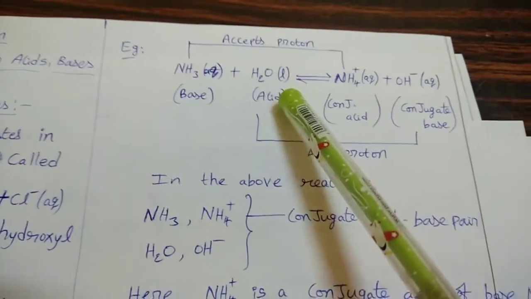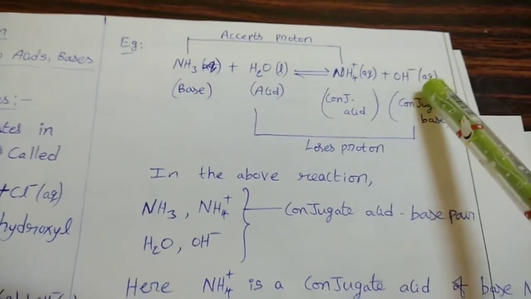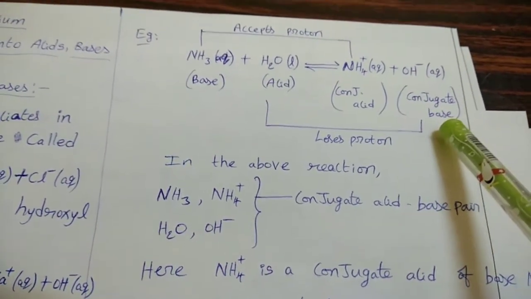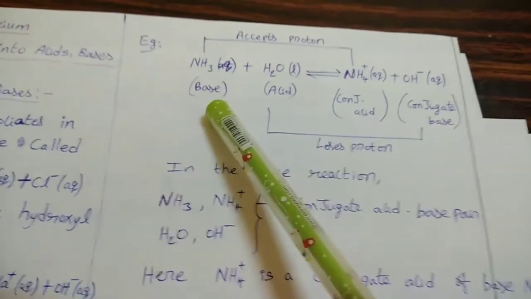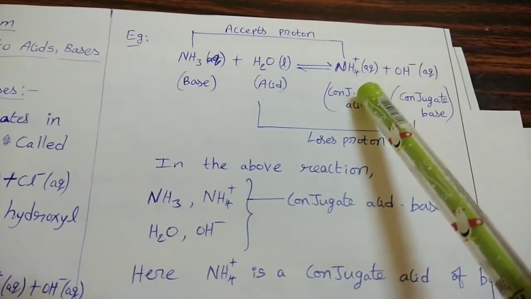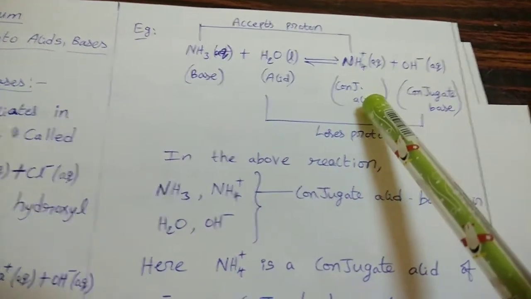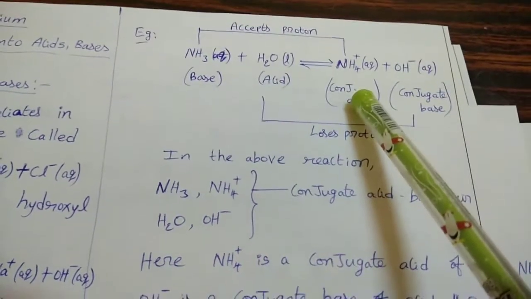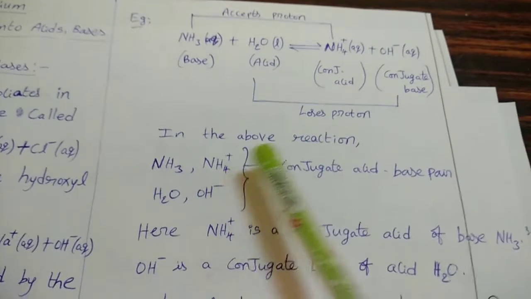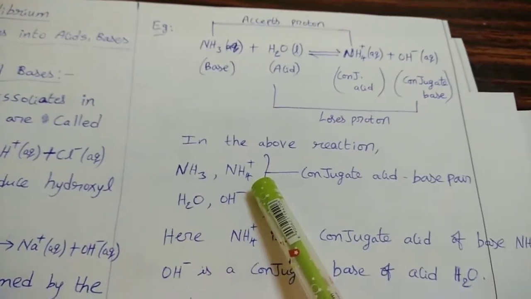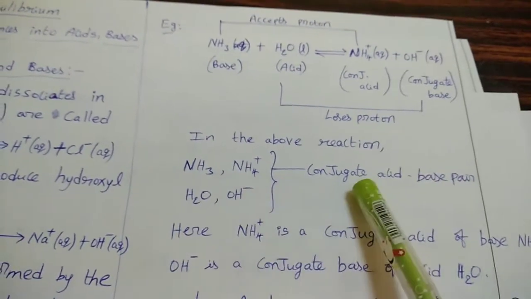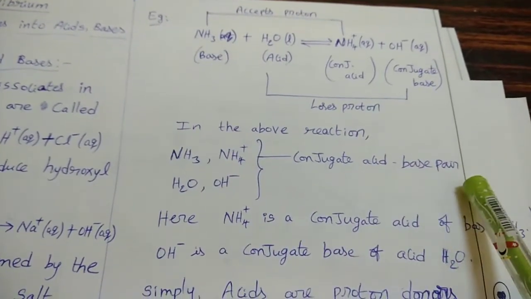So it is acid. The corresponding species formed is called conjugate base. A new term, conjugate base. Understand carefully. Base. From this, by accepting proton, NH3 changes to NH4+. So this is called conjugate acid. This is base, this is conjugate acid, this is acid, this is conjugate base. Say this in the above reaction, NH3 and NH4+ are a conjugate acid base pair. H2O and OH- are also a conjugate acid base pair.